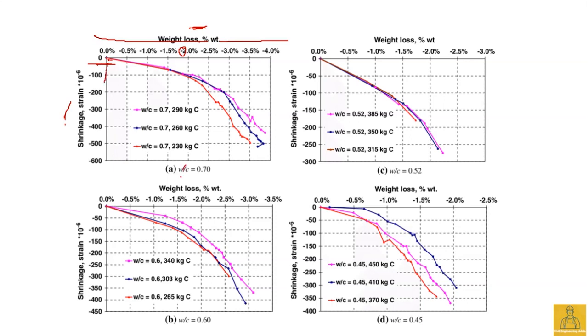Okay, so this is the water by cement ratio of 0.7. So based on the water by cement ratio that you have adopted at the beginning, the shrinkage strain is going to be depending on it. Okay.